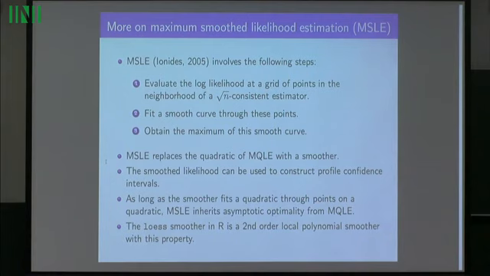Okay, so how do you do maximum smooth likelihood estimation? It's very similar to the MQLE. You evaluate the log likelihood on a grid, but now you fit a smooth curve through these points, and as long as the smoother fits a quadratic through points that are close to a quadratic, you recover all the asymptotics of the MQLE, while having something that is, I think, more natural and sometimes performs better in finite sample properties. If you want a smoother that does this, the lowess smoother in R, which is many people's go-to smoother anyway, has this property because it's a local second-order polynomial smoother.